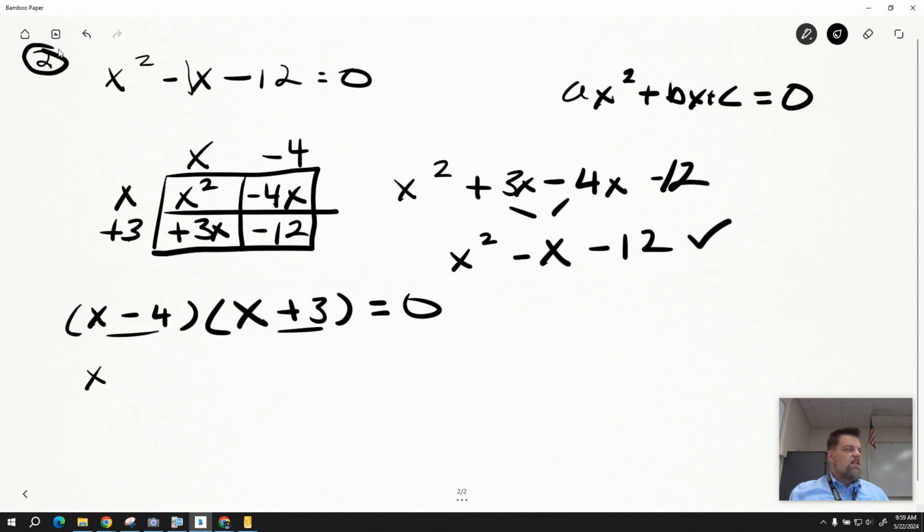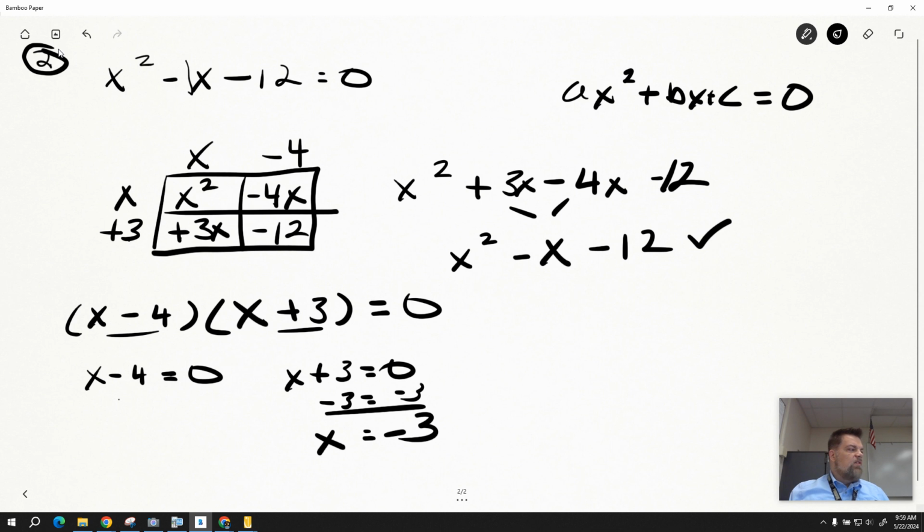So I'm going to say x minus 4 equals 0, and then over here I'm going to say x plus 3 equals 0. I'm going to subtract 3 from both sides because I want to solve for x, and I get x equals negative 3. Over here I'm going to add 4 to both sides, and I get x equals a positive 4.